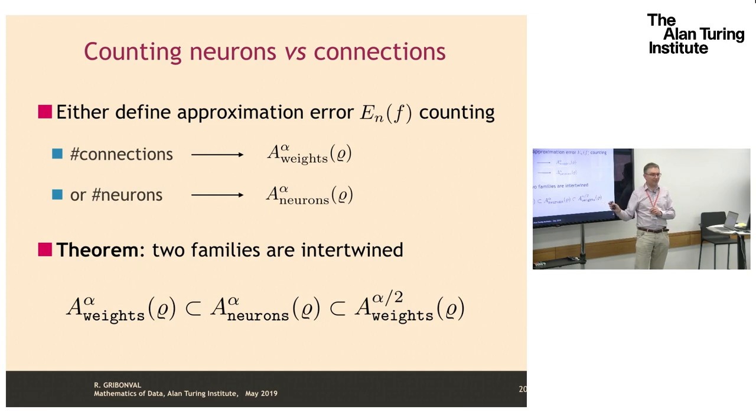So there's this kind of intertwining. This can be used to get results on these function spaces when you have results on the others, maybe by losing a bit on the exponents. And in our work, there's also more specific work done on this other class. But in the rest of this talk, I really focus on the approximation classes defined in terms of the weights, defined in terms of the number of connections. So these classes, they depend a priori on the nonlinearity, on the activation function. How much do they depend on this activation function?